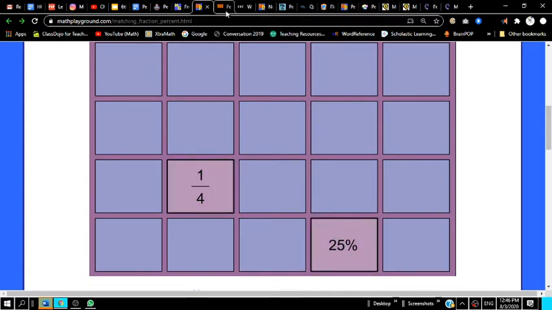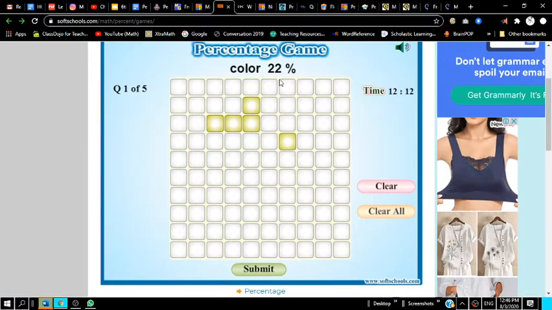Okay, so that kind of gives you a better idea, just comparing fractions to percents to decimals. This one's similar. You have to color the percentage at the top. So for example, 22%, you would color 22 of these little boxes. But you have to use the ones that are already colored in, I think. So for example, let's see, 1, 2, 3, 4, 5, 6, 12, 18, 21, 22. Oh, I didn't get it right. Whatever. You get the idea.